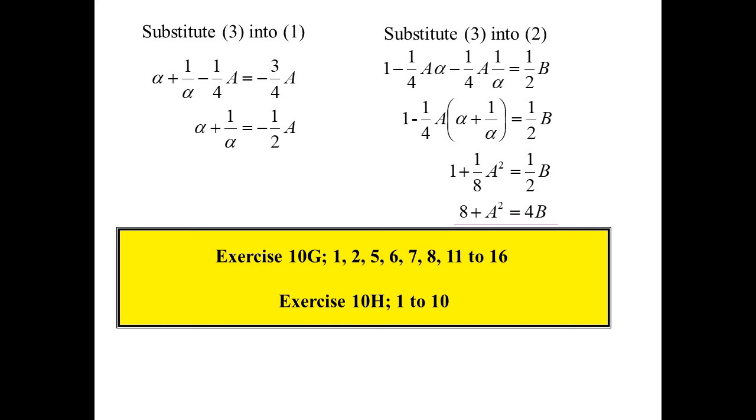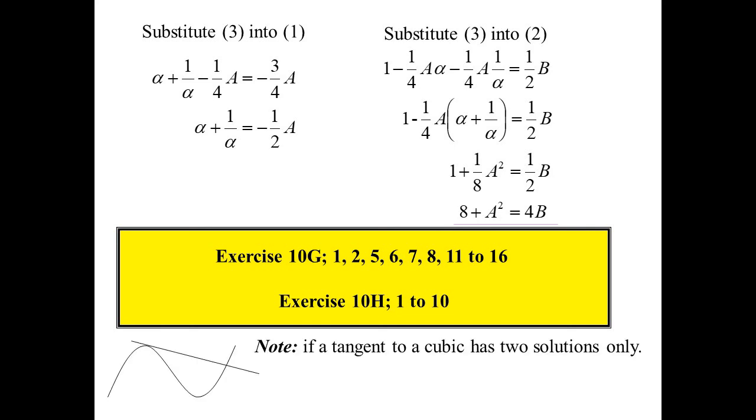10G, 10H, oh, bit of a point here. When it comes to graphs, if you've got a tangent to a cubic and it's only got 2 solutions, so in other words, one of the solutions must be a double root, well, here's the picture. The double root is going to be the tangent. The single root will be where it cuts. It's exactly the same as what happens at the x-axis.